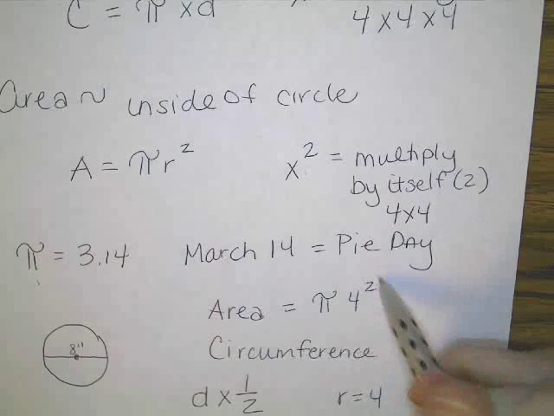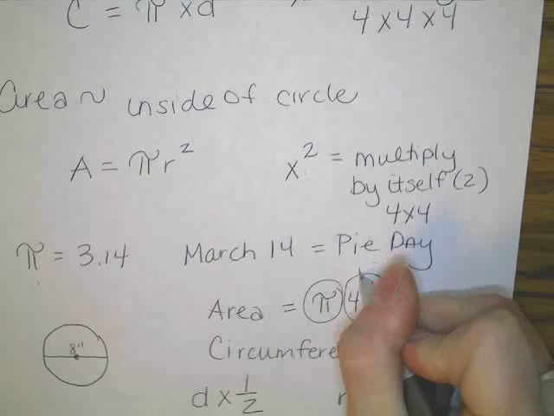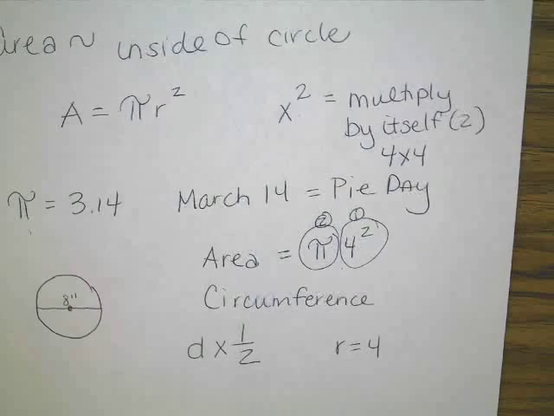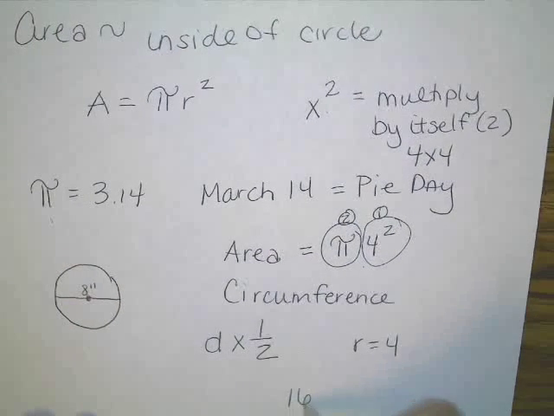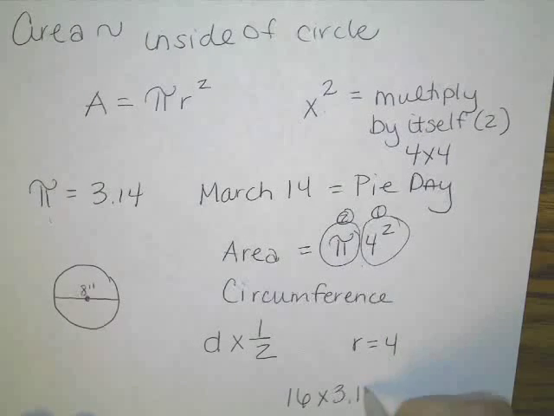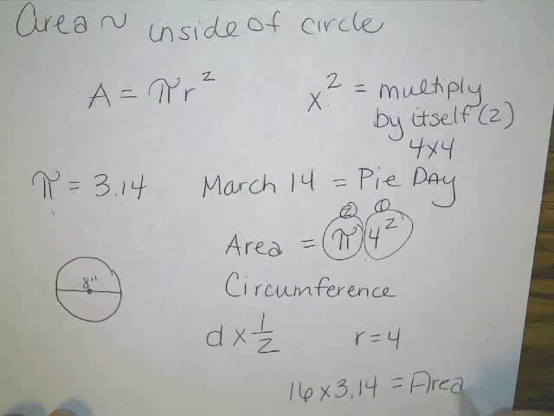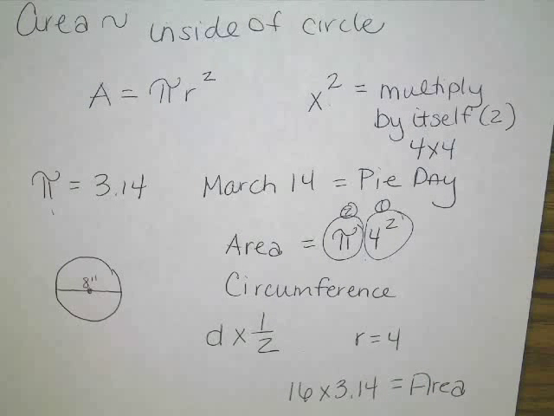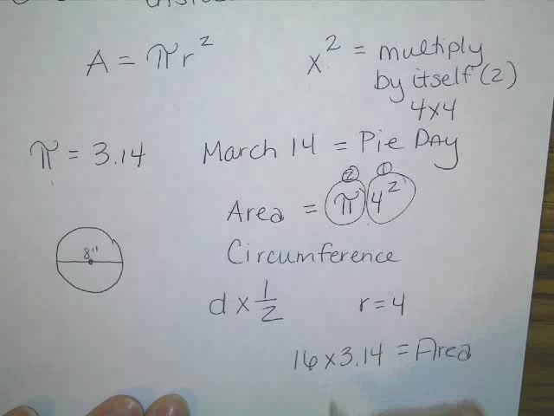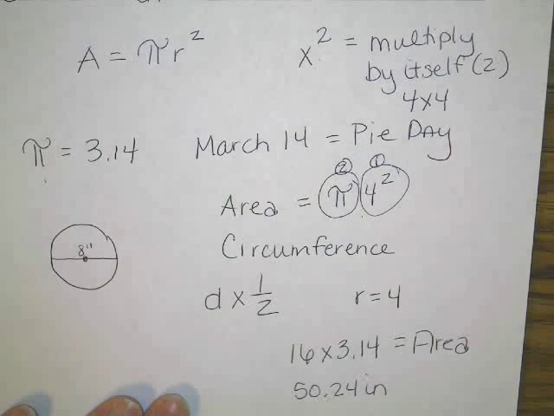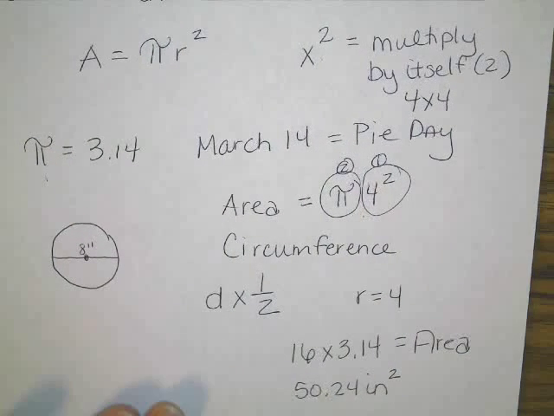Remember, we have to do this before we do this. So this is 1 and that's 2. Order of operations. So 4 times 4 is 16, and then we multiply it by 3.14, correct? And that will give us our area. So what is the answer, Max? Did you do it? Yeah, 50.24. 50.24 square inches. Perfecto. That's area.